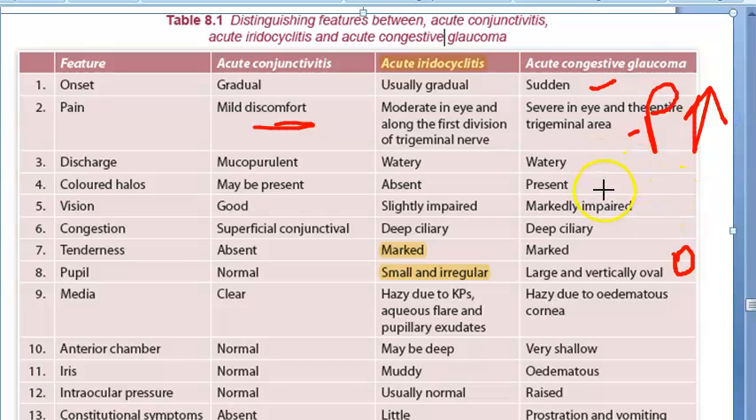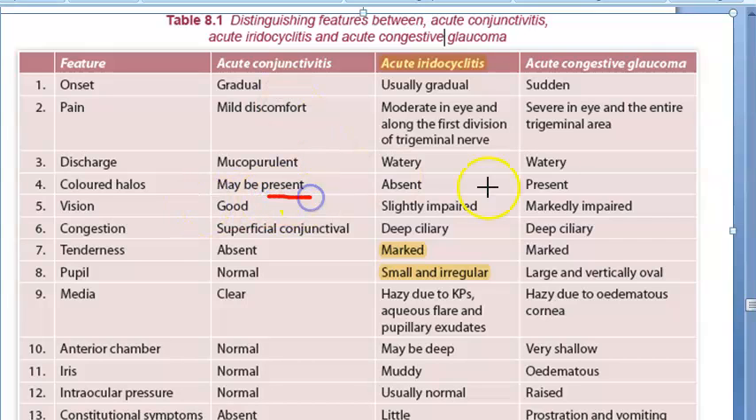Then colored halo will be present. Okay, colored halo is present in congestive glaucoma. Even in conjunctivitis, it can be present. How will you differentiate the colored halo which is because of conjunctivitis, which is because of cataract, and which is because of glaucoma? In cataract, the colored halo will split up and form again. Conjunctivitis, basically other symptoms will tell you that it is conjunctivitis, right?